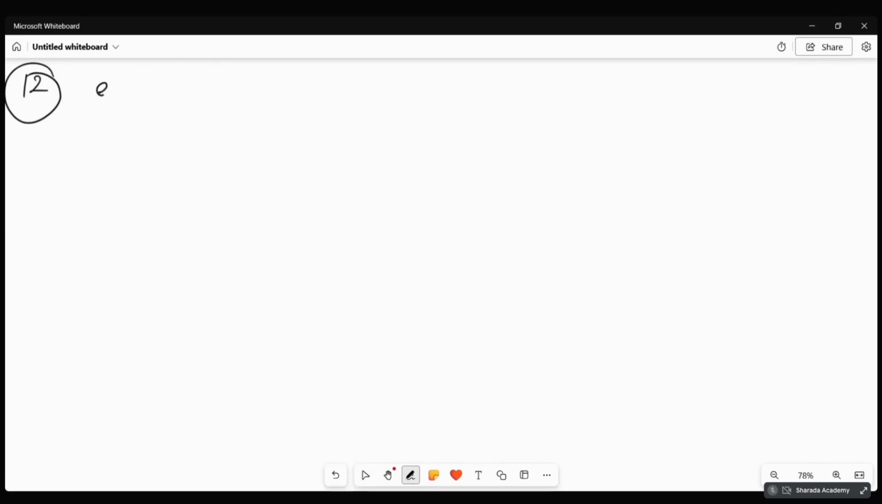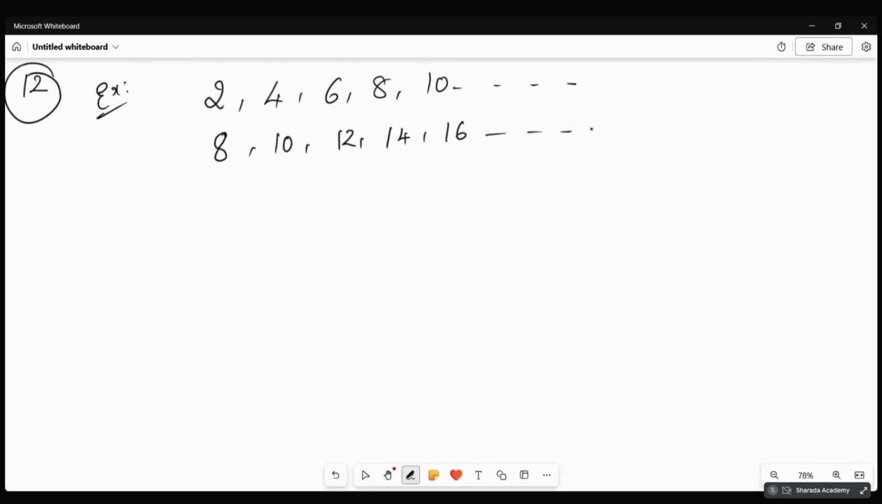See, for example, if I take one AP that starts from 2: 2, 4, 6, 8, 10, it goes on like this. Another one, think it is 8, 10, 12, 14, 16, like this. Here, the common difference for both is 2 only. Correct? 4 minus 2 is 2, 10 minus 8 is 2. Correct?